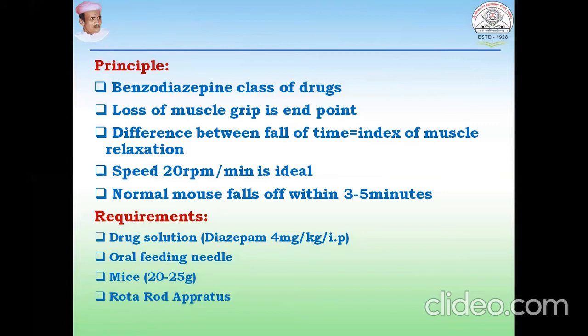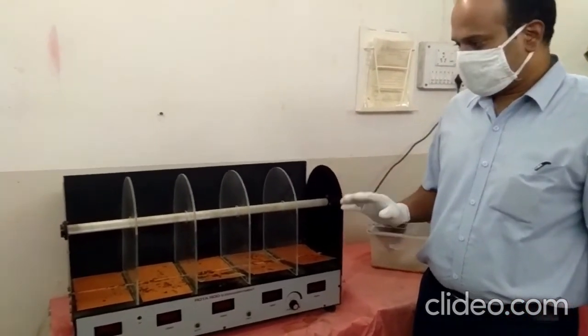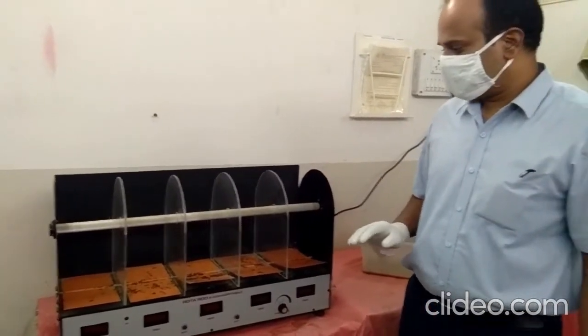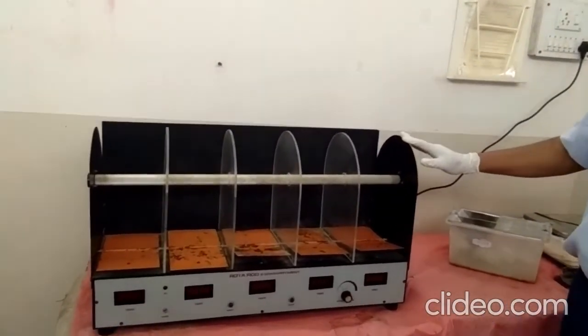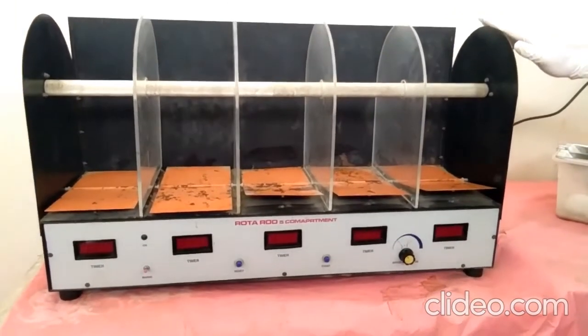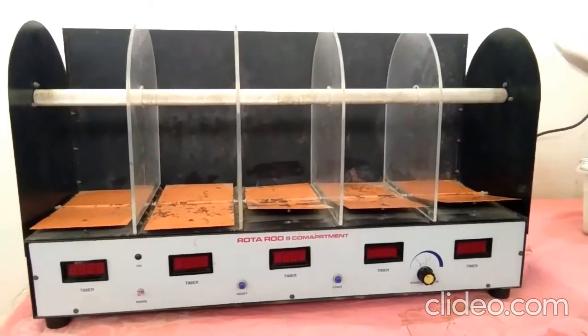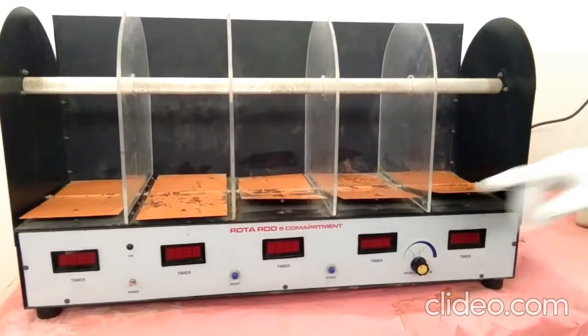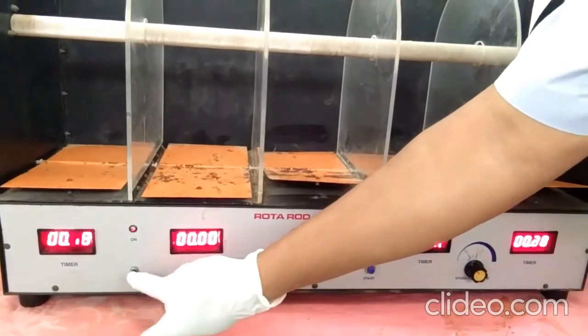Now we'll discuss how this rotor rod apparatus works. Hello friends, today we are going to discuss the screening of muscle relaxant activity using the rotor rod apparatus. So this is a rotor rod apparatus. Using this apparatus, one can screen drugs which have muscle relaxant activity. I will tell you how to carry out the experiment using this instrument. So first you switch on the instrument.